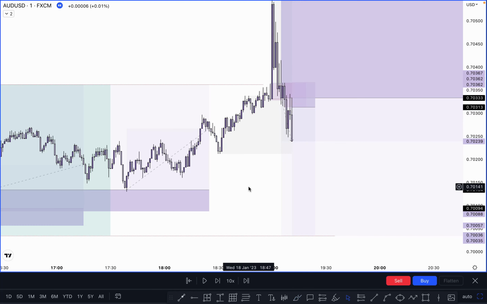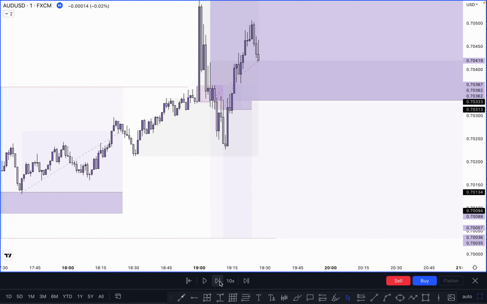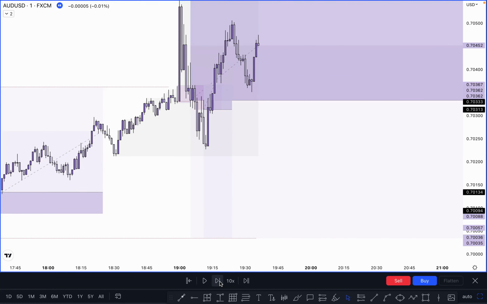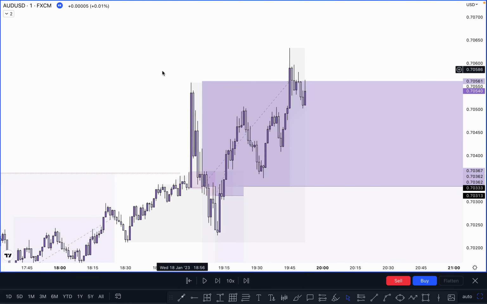So let's see what happened next after this move. All right, so let's see. Okay, so what happened here, finally market hit our stop loss, and then after that, you can see market took out both stop losses here. So in these two trades I want to mention something.